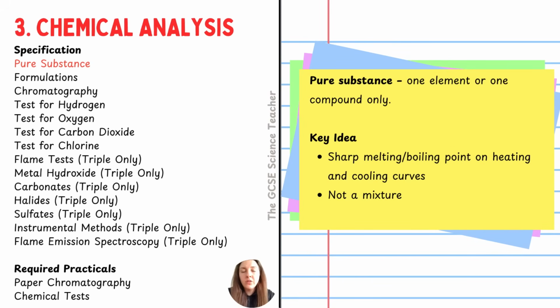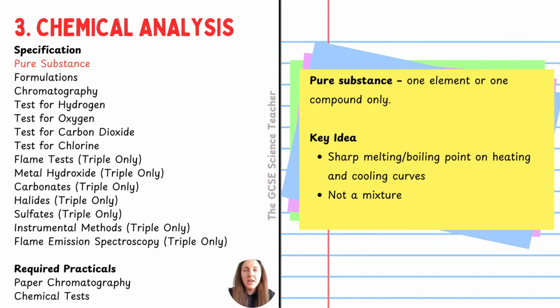So a pure substance is one element or only one type of compound or atom. A key idea here is that if it's a pure substance, it will have a distinct, sharp melting point or boiling point on a heating and cooling curve, not a gradual or varied one. This is because there's only one type of substance that's either boiling or melting. This is not the same as a mixture.